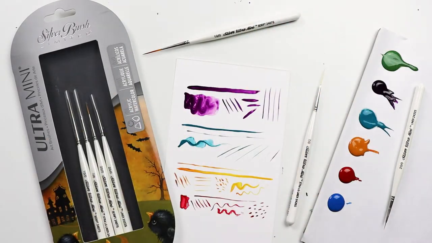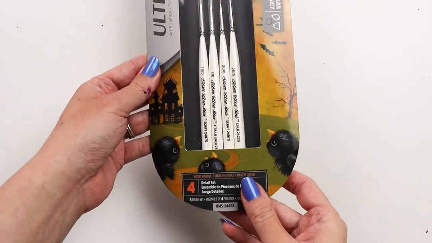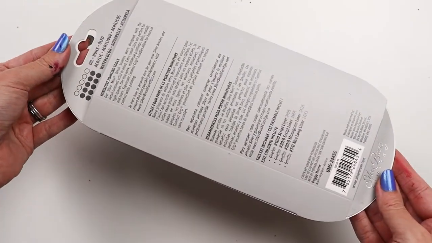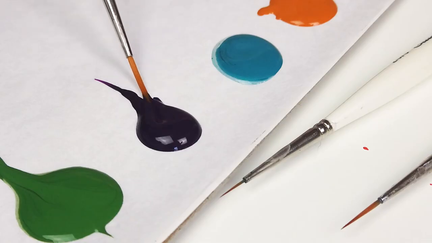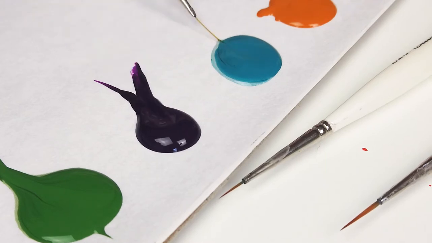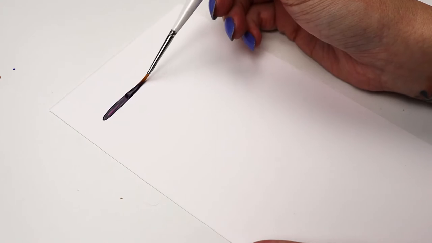Today we are getting down to the nitty-gritty with the Ultra Mini Detail 4-piece set. In it you will find a 10-0 script liner, 20-0 script liner, 20-0 monogram liner, and a 7-0 extra long liner. Ultra Mini brushes are best used with acrylic paint and water media. I'm using thinned acrylics.